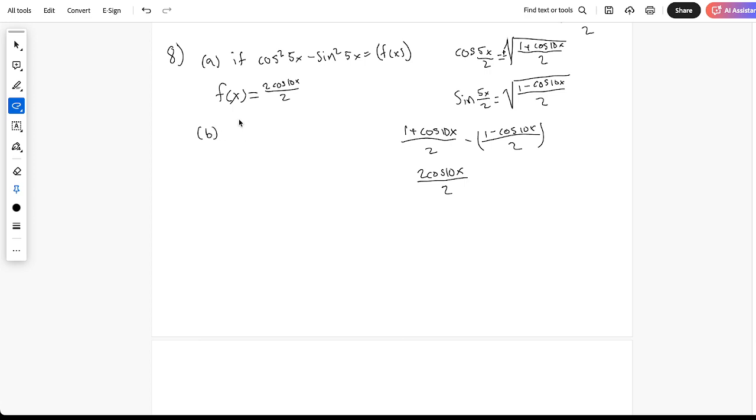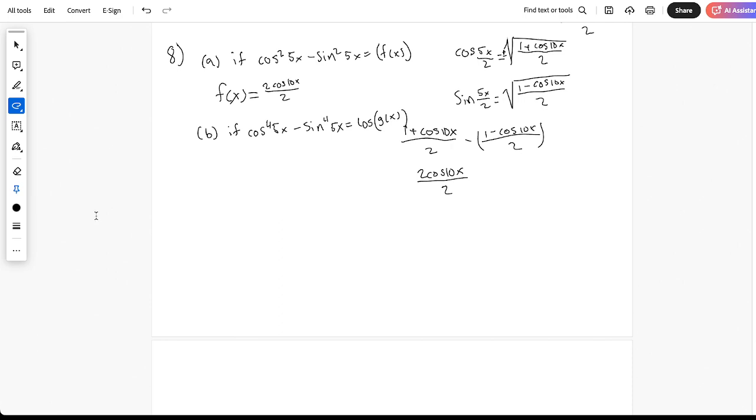This is a process. So if cosine, so this is part B. If the cosine to the 4th power of 5x minus sine to the 4th power of 5x equals the cosine of g times x. That's complicated.